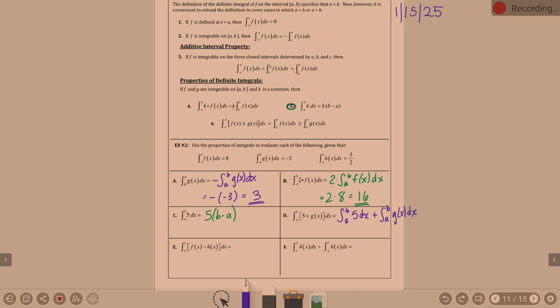What's the integral from a to b of 5 dx? 5 times b minus a plus the integral from a to b of g of x dx. I'm just writing plus -3 because I already had the plus sign in there. Obviously, that is equivalent to saying minus 3.